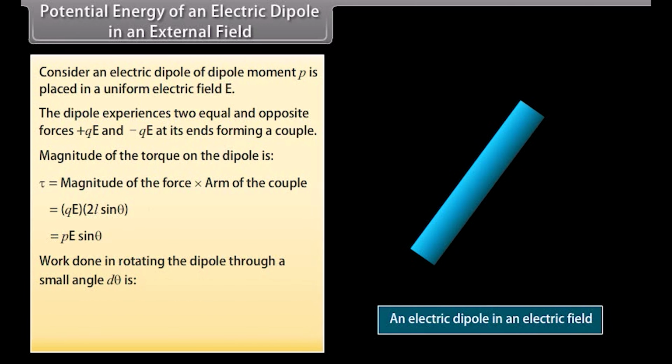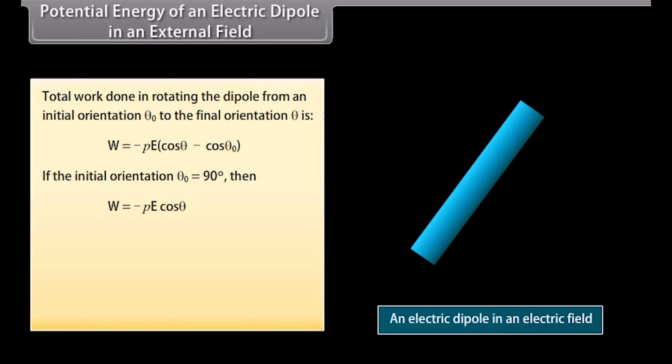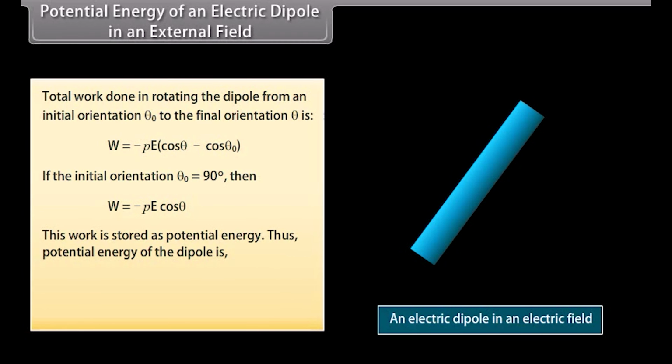Work done in rotating the dipole through a small angle d theta is equal to tau d theta, which is equal to PE sin theta d theta. Total work done in rotating the dipole from an initial orientation theta naught to the final orientation theta is W equals minus PE (cos theta minus cos theta naught). If the initial orientation theta naught is equal to 90 degrees, then W is equal to minus PE cos theta. This work is stored as potential energy. Thus, potential energy of the dipole is U equals minus PE cos theta, which can be written as minus P dot E.